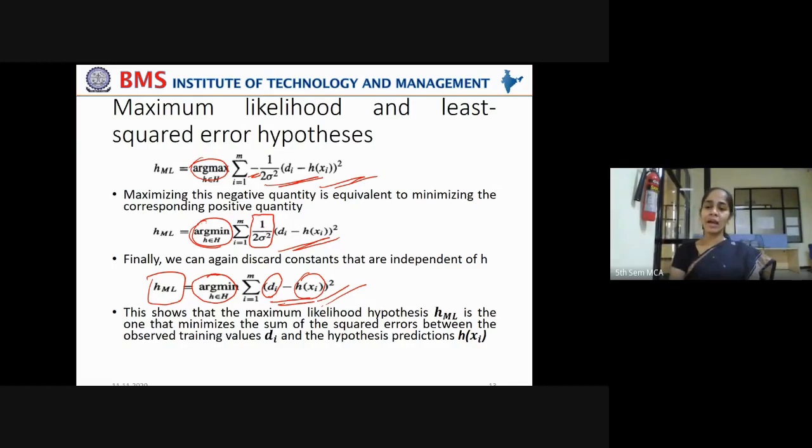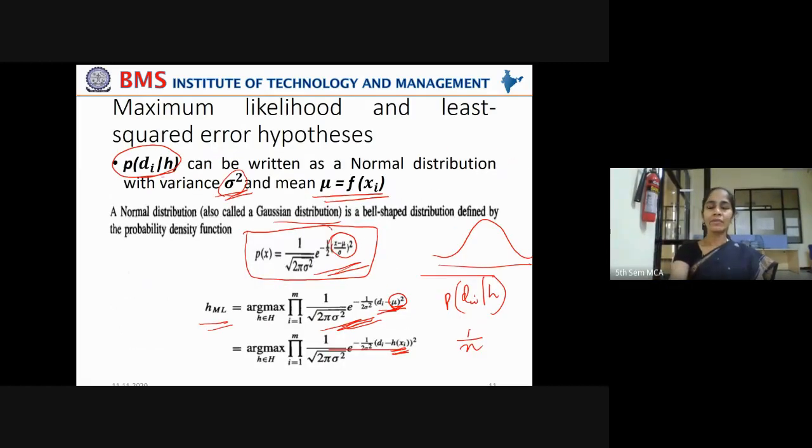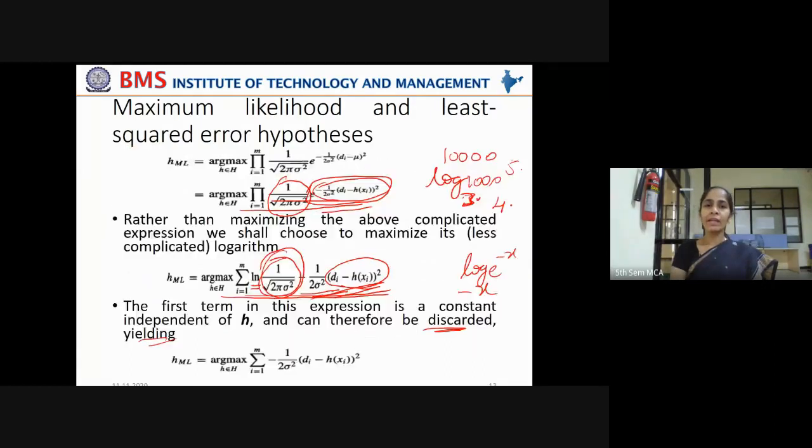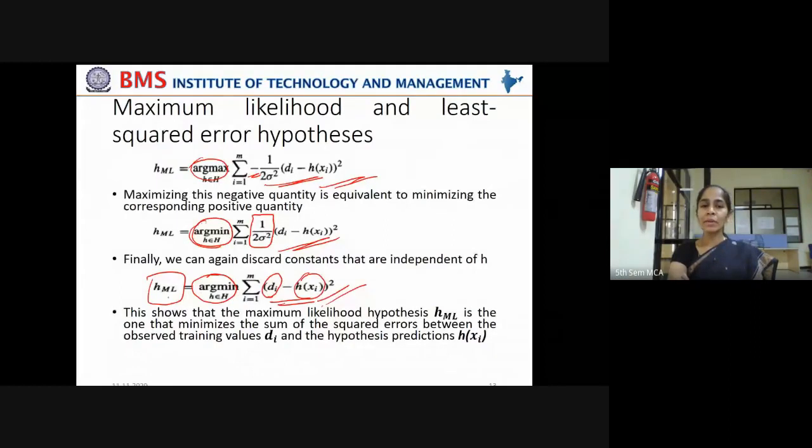What is our first starting step here? We started with the Gaussian distribution, assuming that the probability density function will have a Gaussian distribution. We substituted the formula of Gaussian distribution, and finally we have proven that the maximum likelihood hypothesis is nothing but the hypothesis which minimizes the prediction error between the actual value and the predicted value. That is what we tried to prove.